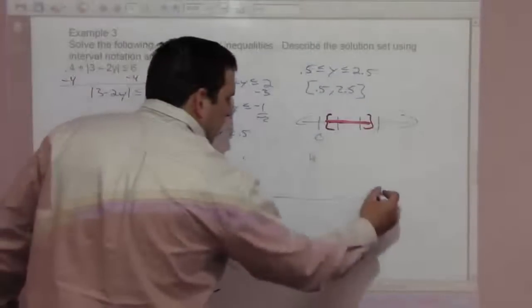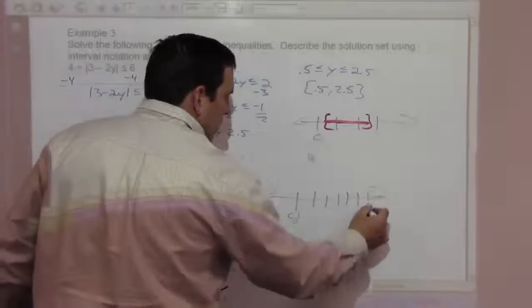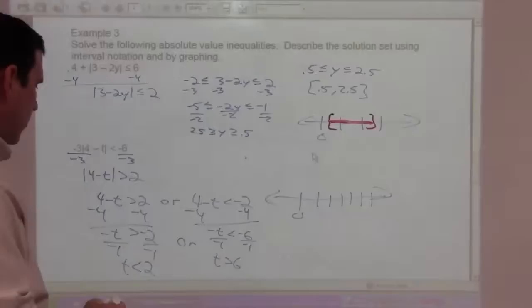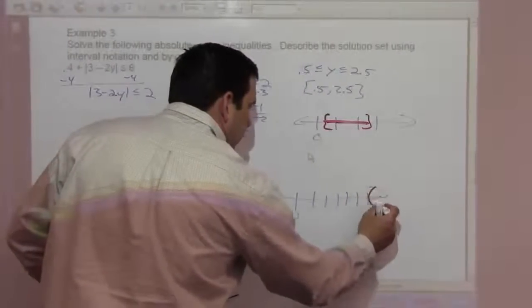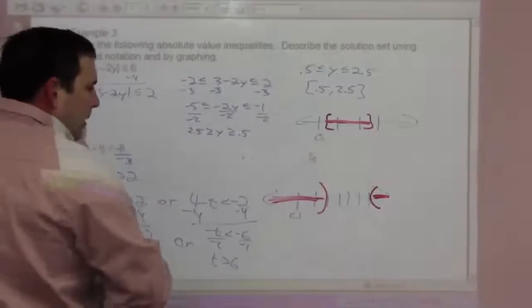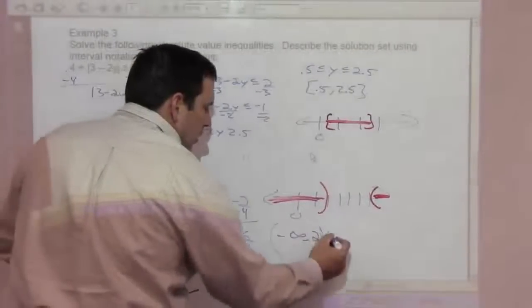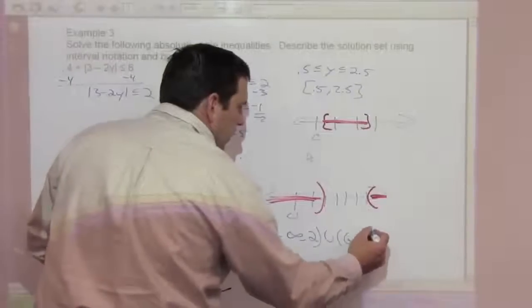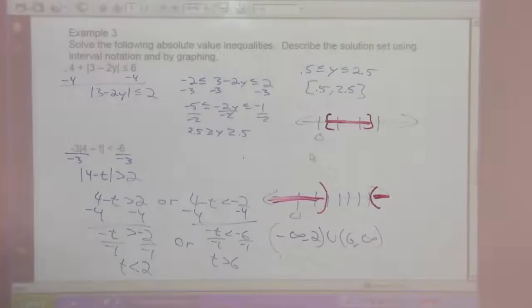So if we were to graph this, we're going to have t is greater than 6, so parenthesis going up that way, or less than 2. And this is going to be -infinity to 2 union 6 to infinity. Okay, so feel free to pause. I'm going to go on to the last page.